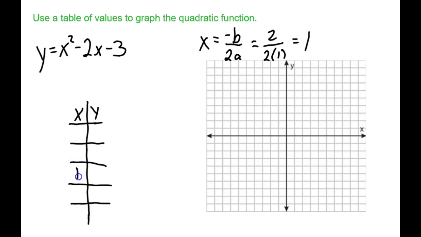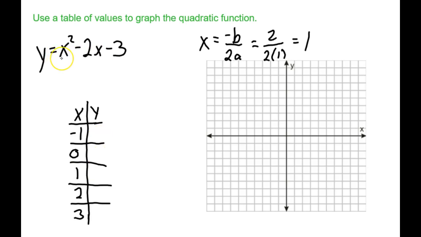We want to put that value in the middle of our table of values for inputs. And then we're going to pick some values less than, we can just go 0, negative 1, and then we can go values greater than, 2 and 3. We always want to find the x-coordinate of our vertex and make that the middle value because the graph is going to be symmetric with this parabola. Now we just have to plug all of these x values into the equation to find the corresponding y values.